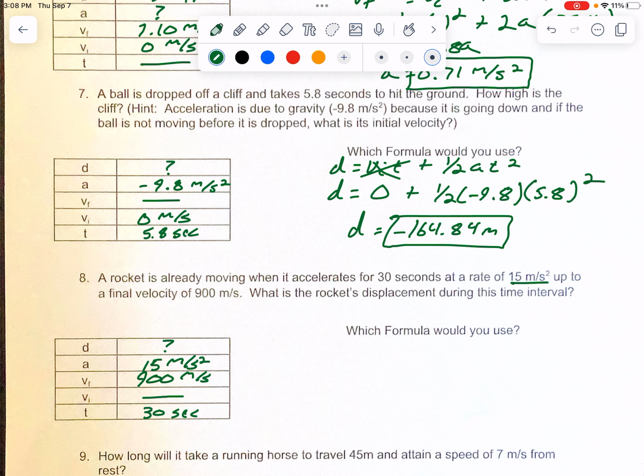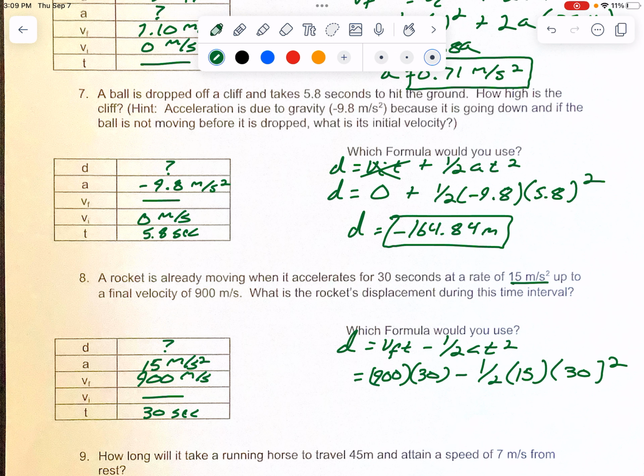Okay, so we're going to use equation number 4, so D equals VFT minus 1/2 AT squared. So D we don't know. So VF is going to be 900. Time is 30. Minus 1/2. A is 15. Time is 30. And time is squared. Okay, so you're going to get a bigger number on here. So you're going to get a distance of 20,250 meters, which should make sense. You have a rocket moving fast, and it's moving at 900 meters per second. Okay, so that's going to create a big number.